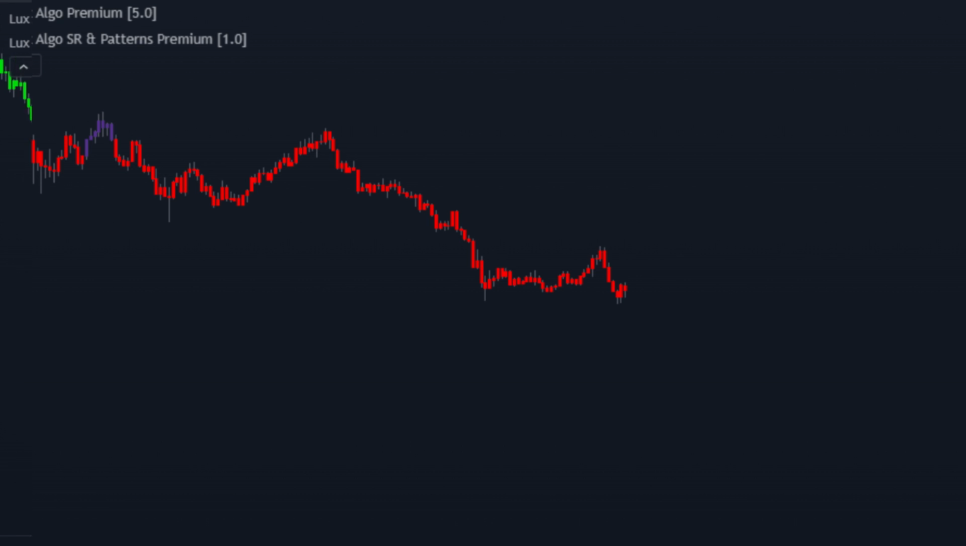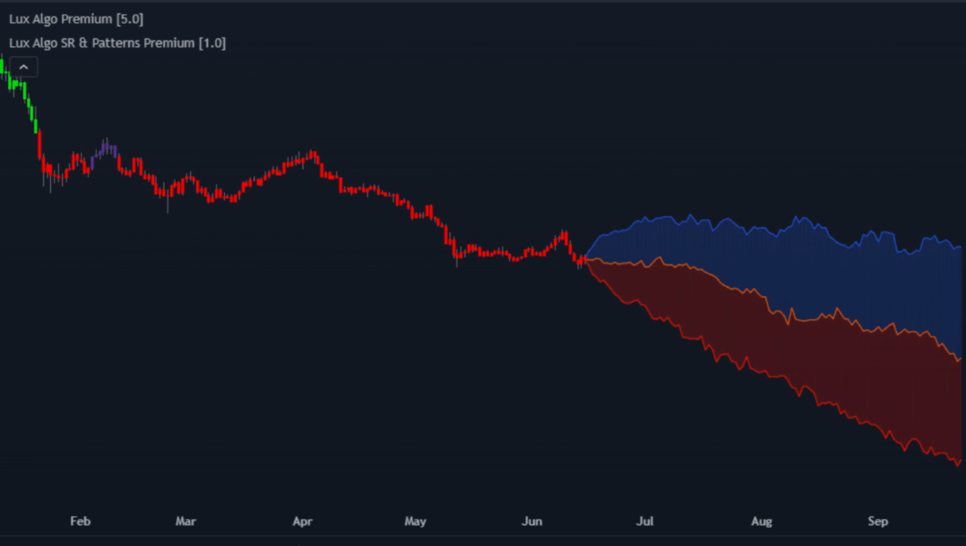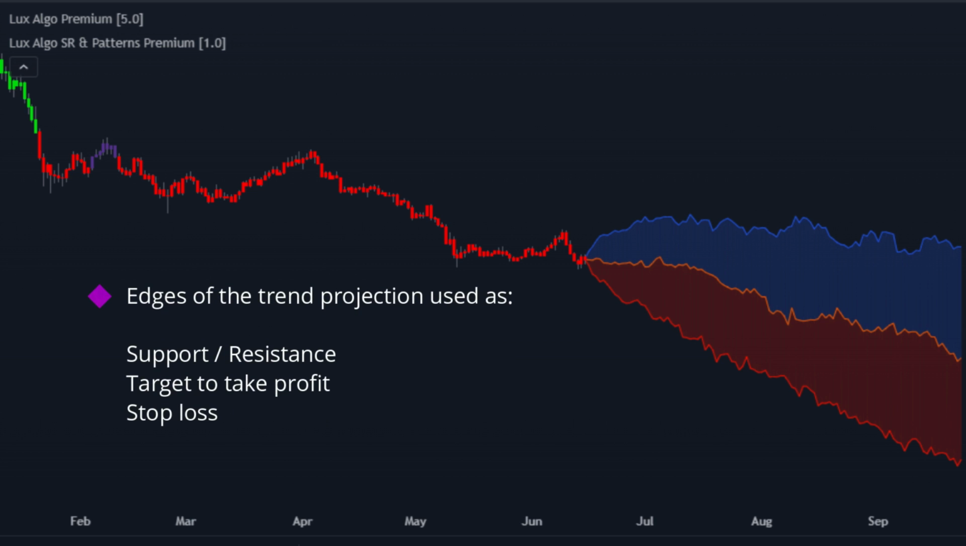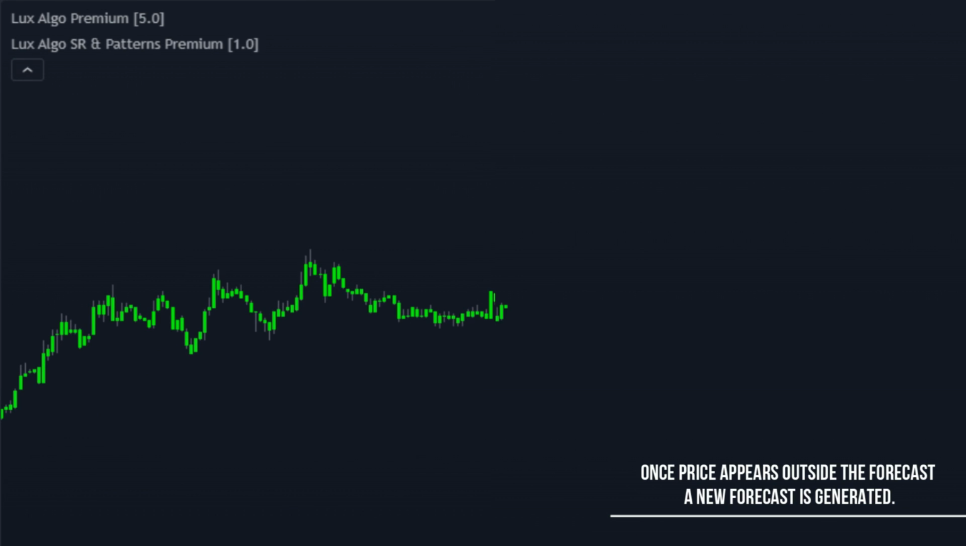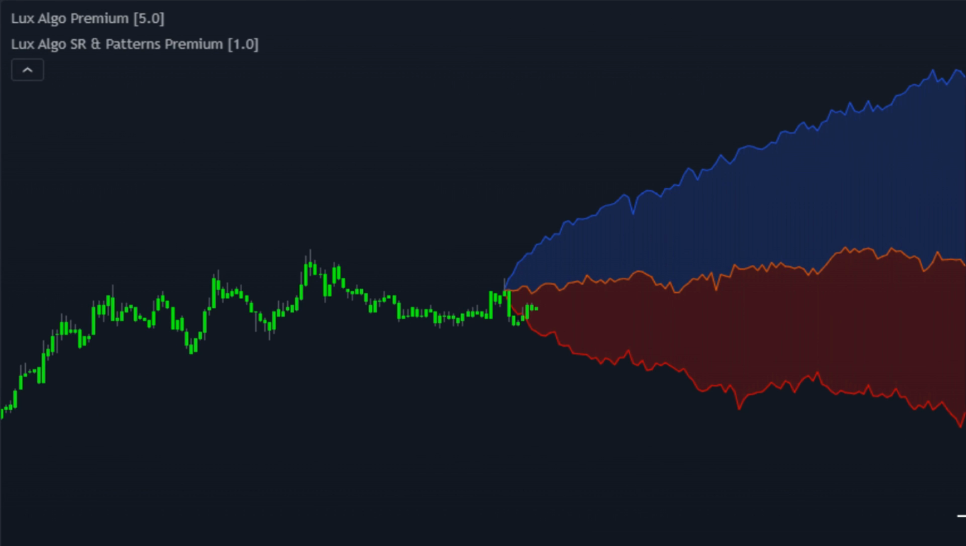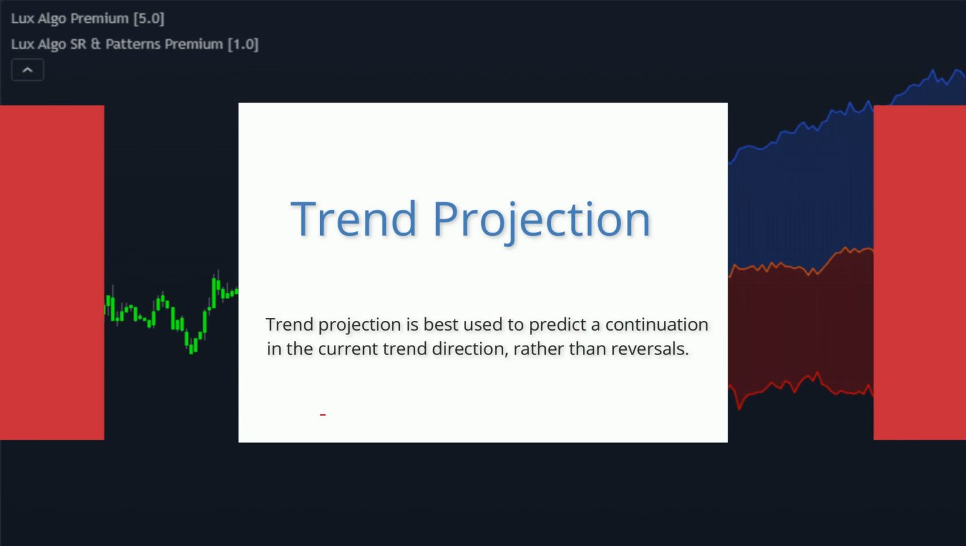The trend projection provides a forecast of future trends, with a look forward to the next 100 bars. The edges of the trend projection can be used as support or resistance. They can also be used as a target to take profit or used as a stop loss. Once price appears outside the forecast, a new forecast is generated. We advise that the trend projection is best used to predict a continuation in the current trend direction, rather than reversals.